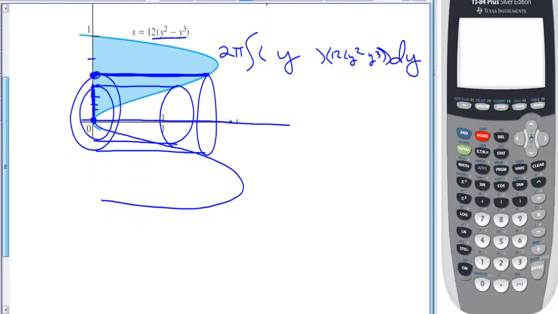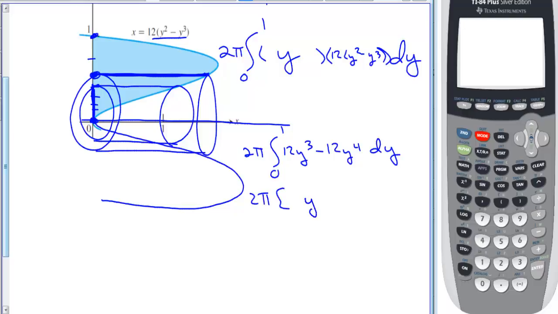All right, well, let's do the math on it. We'll integrate by hand one time, and then we'll use the calculator for the rest. So we have 2 pi integral from 0 to 1. We're integrating on y, so we'll use the y values. This is going to be 12y to the third minus 12y to the fourth, dy. And 0 to 1. We have 2 pi times, that's going to be 3y to the fourth minus 12 fifths y to the fifth.